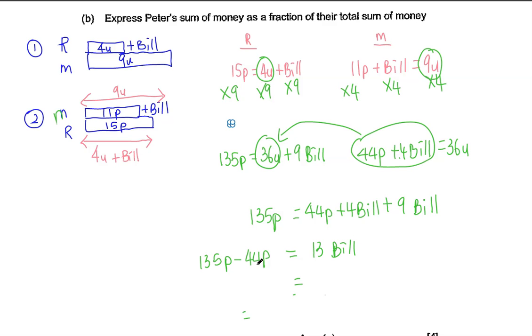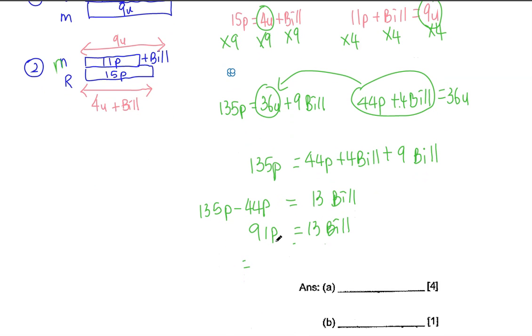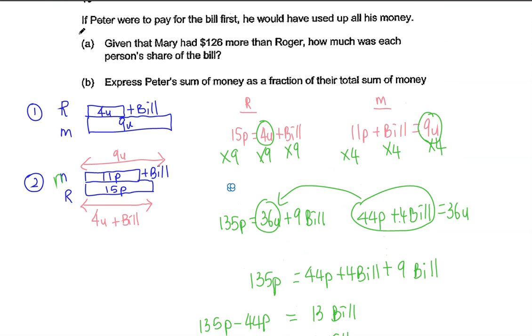And over here, 135 plus minus 44 is 91 parts, 13 bill. Okay, so what we're going to do next is to find, just now I mentioned we want to find one part, right? My bad. We should find what is one bill. Okay, so now over here, 91 parts is 13 bill. So we'll know that one bill is actually 91 divided by 13, and it's 7 parts. So one bill is 7 parts. Now with this, we will be able to find part A.